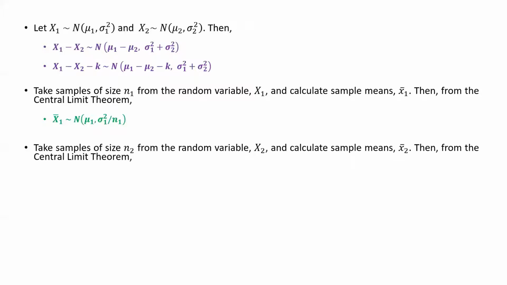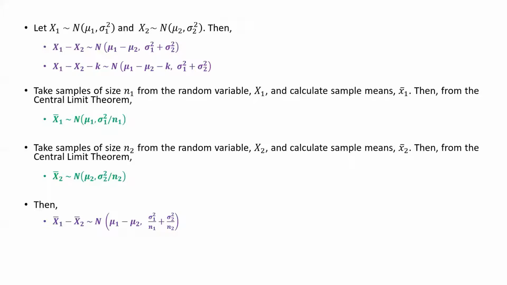Similarly, if we take samples of size n2 from the random variable x2 and calculate the sample mean x2 bar, then from the central limit theorem, we have x2 bar follows a normal distribution with a mean of mu2 and a variance of sigma 2 squared divided by n2. Then what should be the distribution of x1 bar minus x2 bar? According to what we saw earlier, x1 bar minus x2 bar should follow a normal distribution with a mean of mu1 minus mu2 and a variance of sigma 1 squared over n1 plus sigma 2 squared over n2.